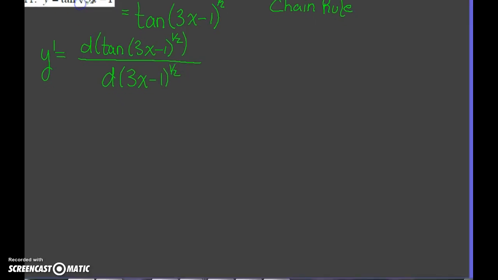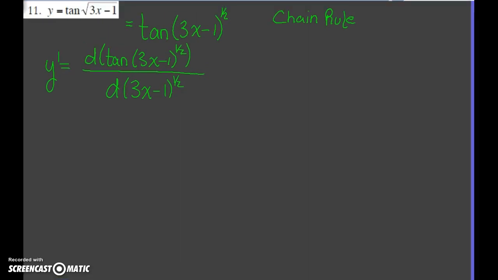Okay, so keep in mind, this right here is the inside portion, okay? And so we take the derivative of the outside first, which is just this part with respect to the inside. Then we multiply it times the derivative of the inside. And this whole thing is the inside.